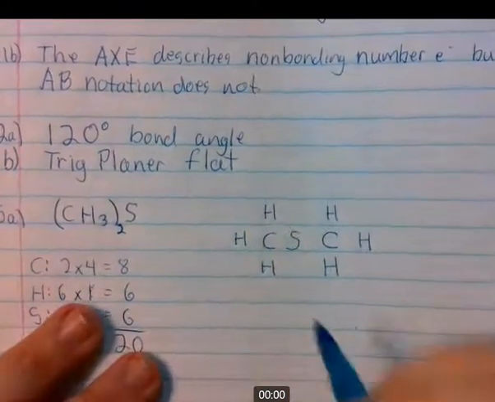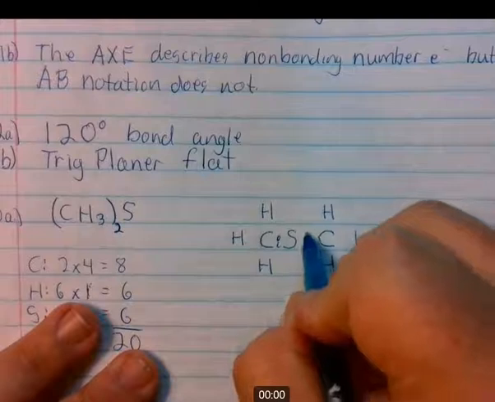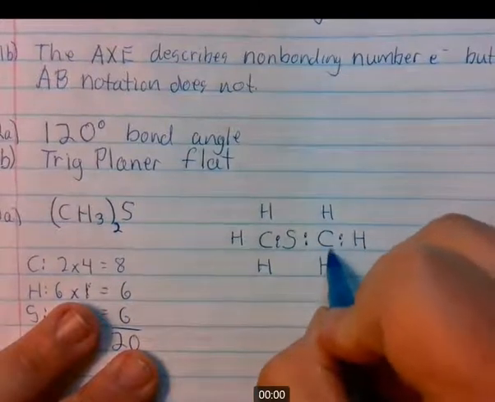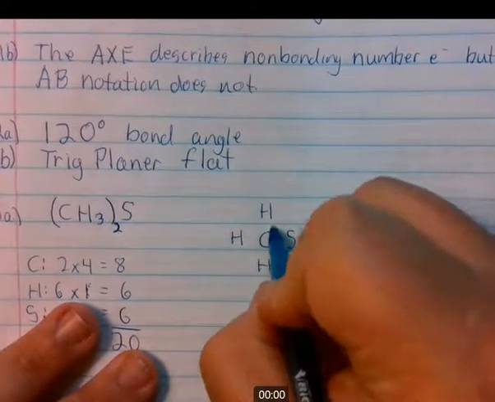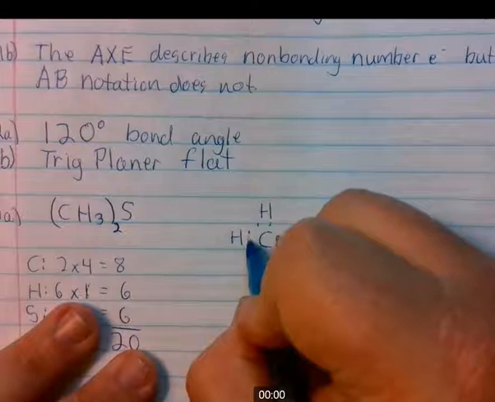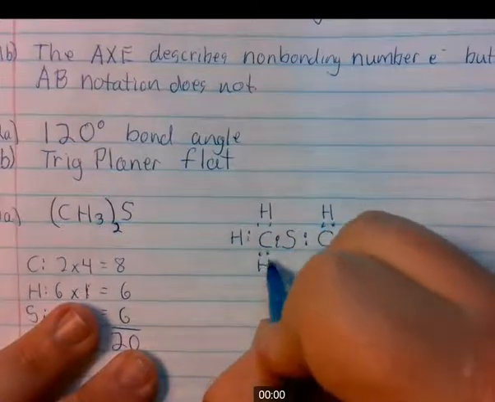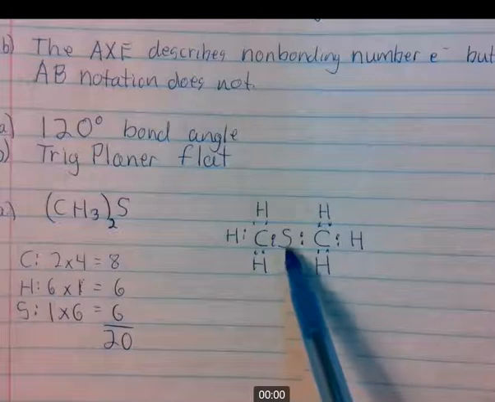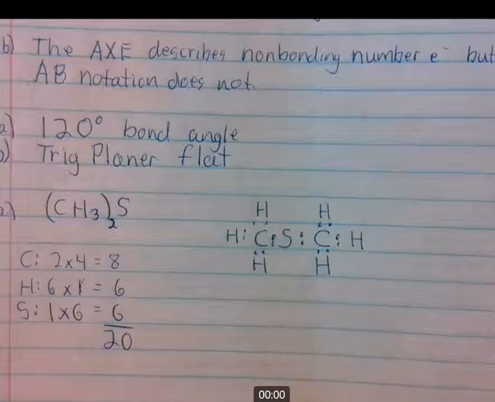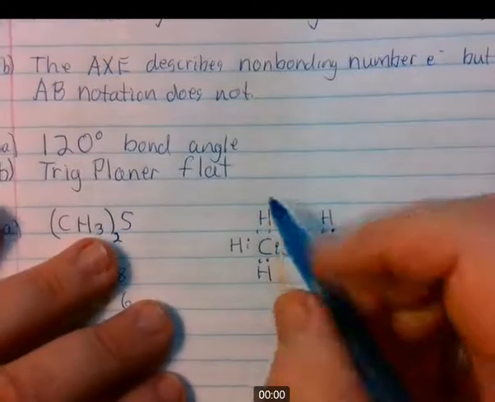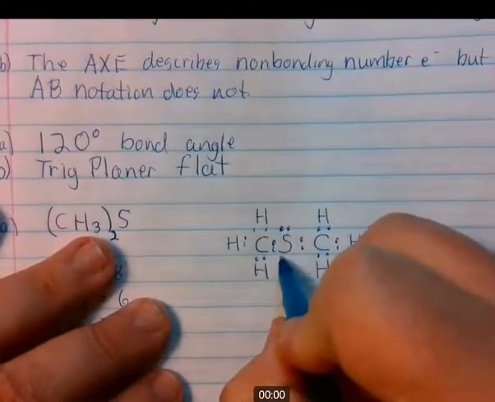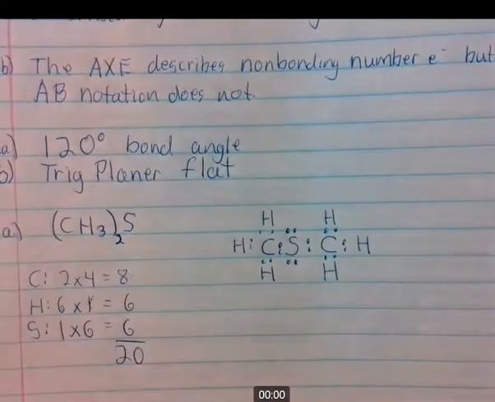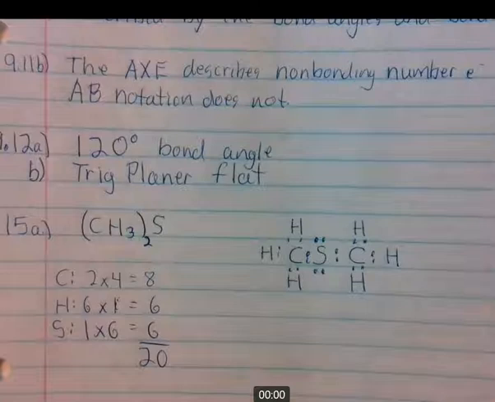So let's go ahead and put single bonds between everything and see how many we use up. Okay, so we have 8 there and we have 8 over there. That gets us to 16. We need 4 more. So, and sulfur doesn't have an octet, so 2 go up there, 2 go down there. So that pretty much wraps that up. Okay, so that's what it looks like.